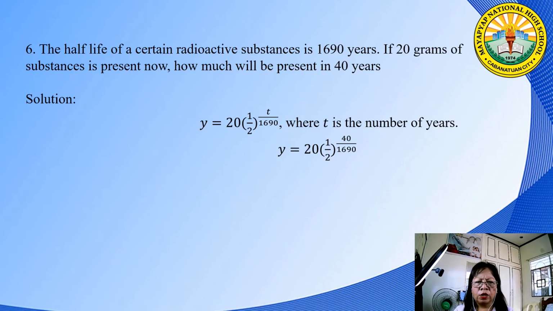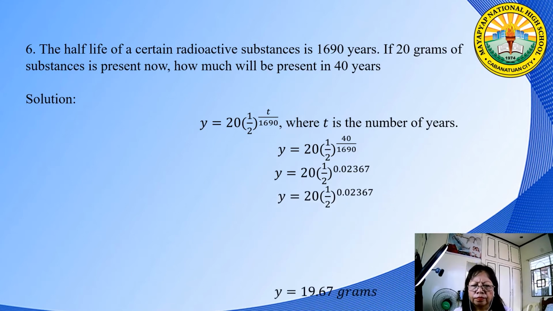40 years. So y equals 20 times 1/2. Then when you simplify 40 over 1,690, it gives you an exponent of 0.02367. So y equals 19.67 grams.